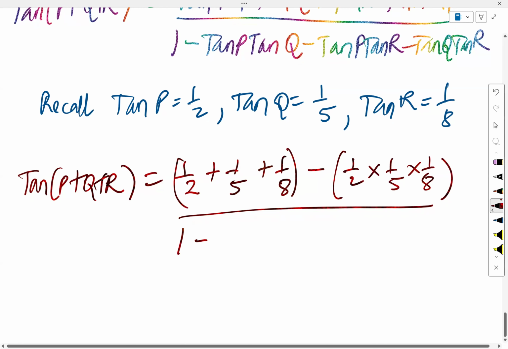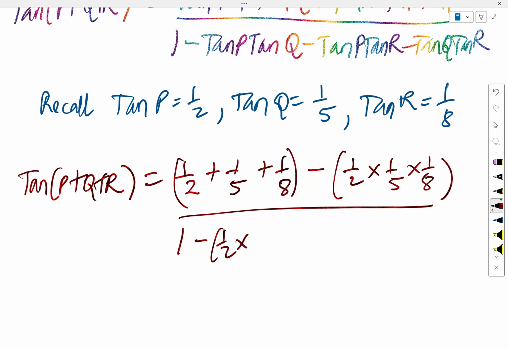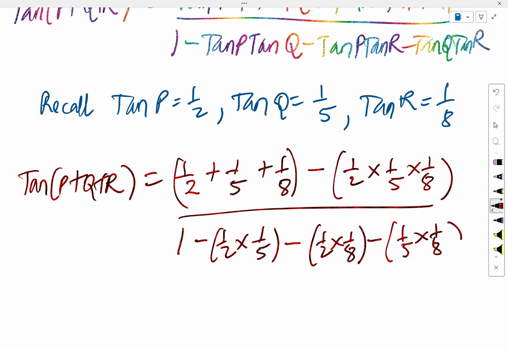We have 1 minus tan P tan Q, that's a half times 1 over 5, not tan P plus tan Q, that's tan P times tan Q. Then tan P tan R, that is 1 over 2 times 1 over 8. And lastly, we have tan Q tan R, that is 1 over 5 times 1 over 8.